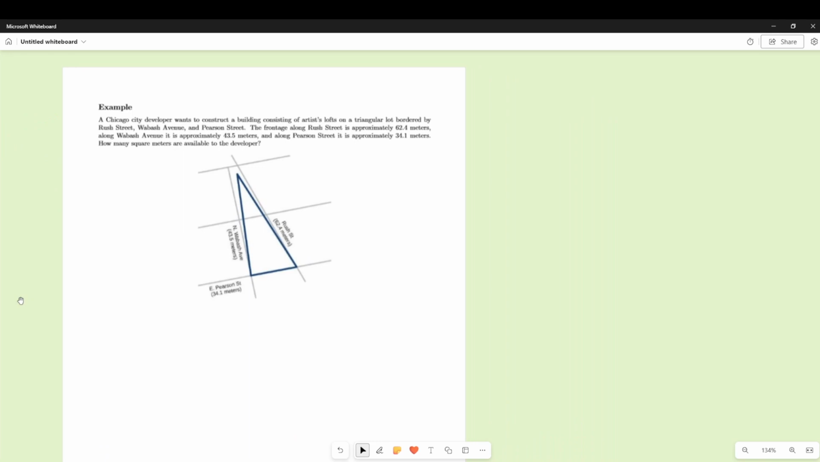So, a Chicago city developer wants to construct a building consisting of artist lofts, that's nice, on a triangular lot bordered by Rush Street, Wabash Ave, and Pearson Street. The frontage along Rush Street is 62.4 meters. Along Wabash is 43.5 meters, and Pearson is 34.1. How many square meters is available to the developer?